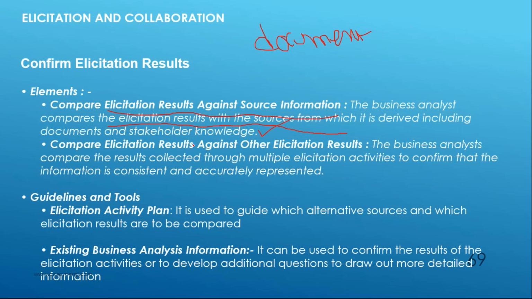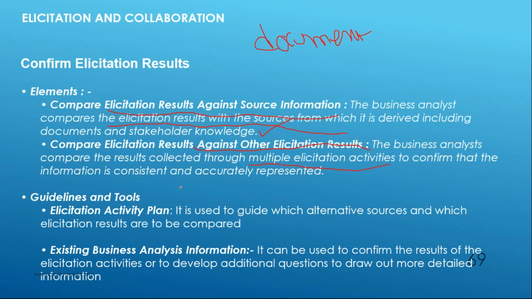You also compare elicitation results against other elicitation results. You may have applied many different techniques, so you use multiple elicitation techniques to confirm that the information is consistent and accurately represented. You should not have any ambiguity in the information you have gathered through elicitation. You need to see that those ambiguities are addressed and that there is consistency in the information gathered.